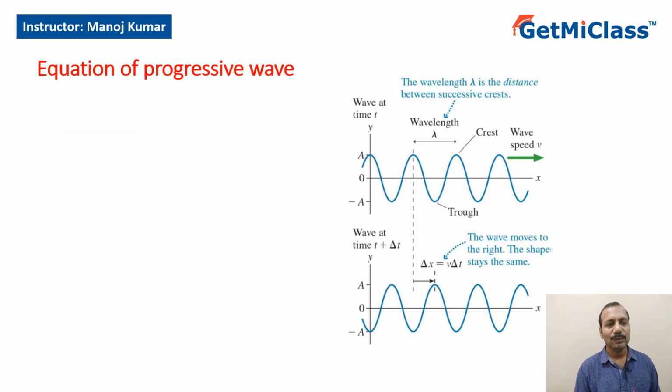Now let's try to write the equation of a progressive wave. Some of the general terms which you are already familiar with are: crest, that is maximum displacement from mean position in the positive direction; trough, maximum displacement from mean position in the negative direction; wavelength, the separation between two medium particles of a wave which are oscillating in the same phase, or in general the separation between two consecutive crests or two consecutive troughs.